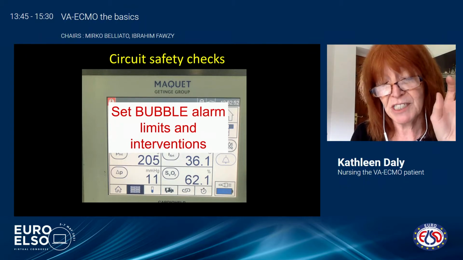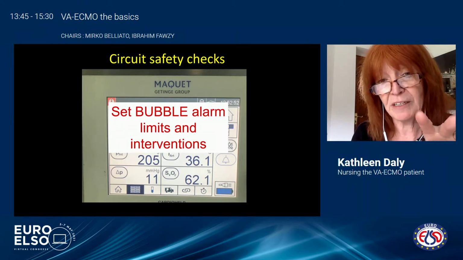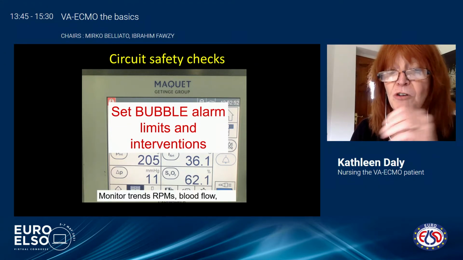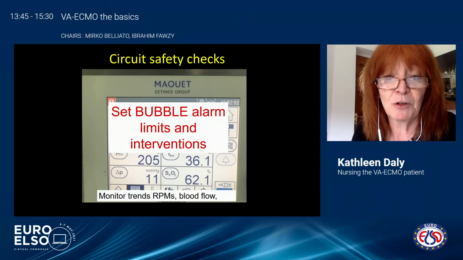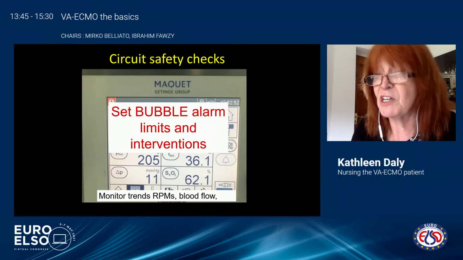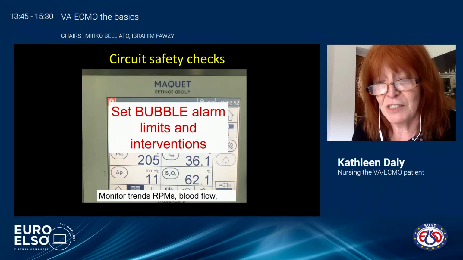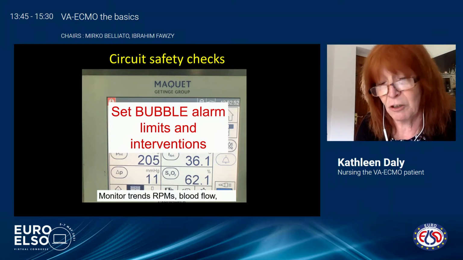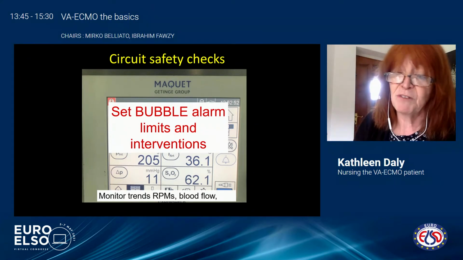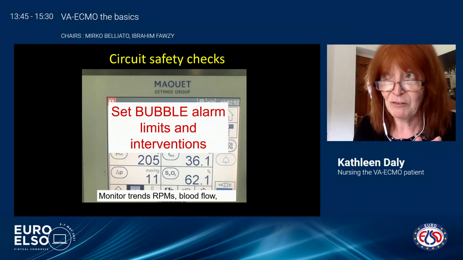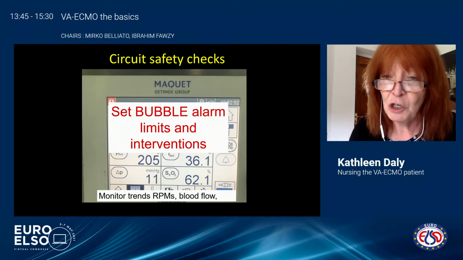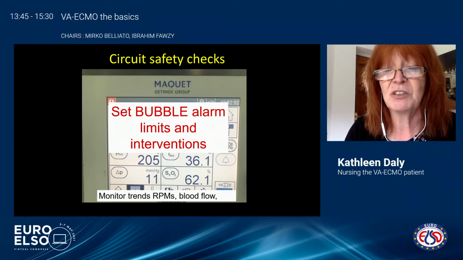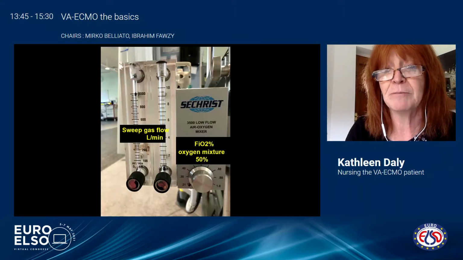And then with all our parameters, our access, our pre and post membranes, we set the alarms and the interventions. We record our observations hourly, and it's about monitoring the trends in the revs. Are we having to increase the revs to achieve the same blood flow? Because this could indicate a problem with the membrane, that there could be a thrombosis developing. So it's very important to look back over the shift and the previous 24 hours to look at trends to give us insight into if there's potential for membrane failure.